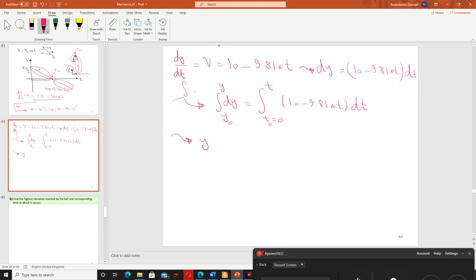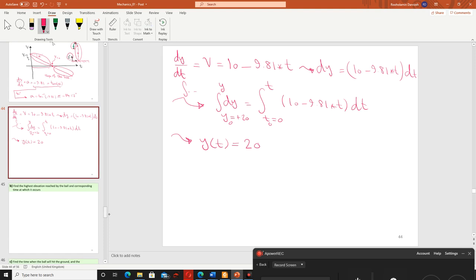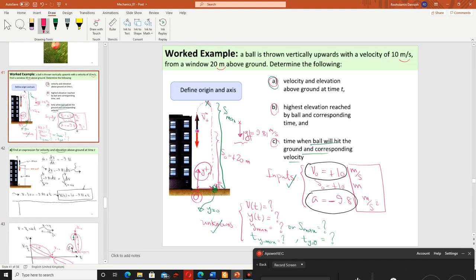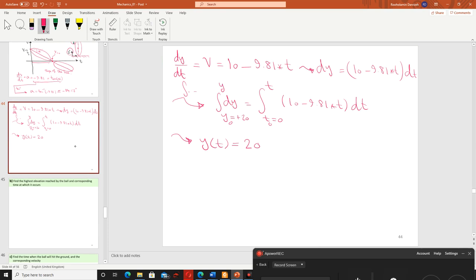And if you simplify it, your height as a function of time, the current vertical position of your particle or object, is equal to 20, because y naught is equal to plus 20. If you look at your input data, you can see it. Sorry, this is plus 20, not 10. Plus 20 meter, plus 10 t minus 9.81 over 2 t squared. This is the second part of the solution.